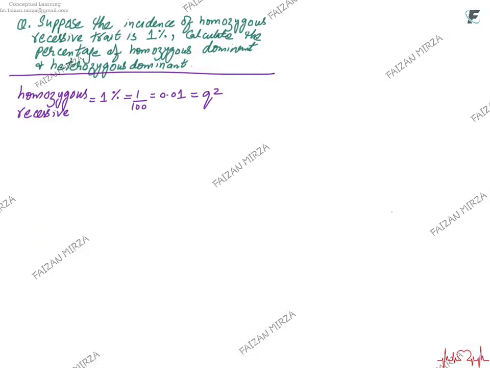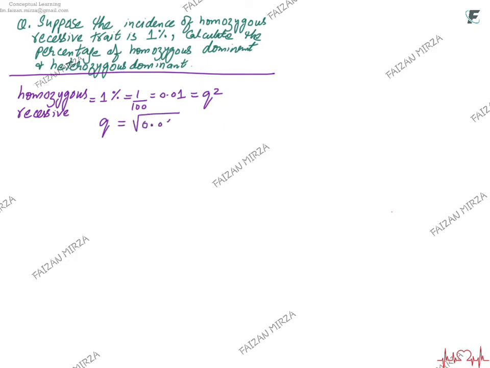Let's take another example. Suppose the incidence of homozygous recessive trait is 1%. Calculate the percentage of homozygous dominant and the heterozygous dominant in a population. So we know that 1% is given to us. This means the homozygous recessive is 1%, which means 1 upon 100, which is 0.01. So homozygous recessive condition, 1%, is actually your q square.